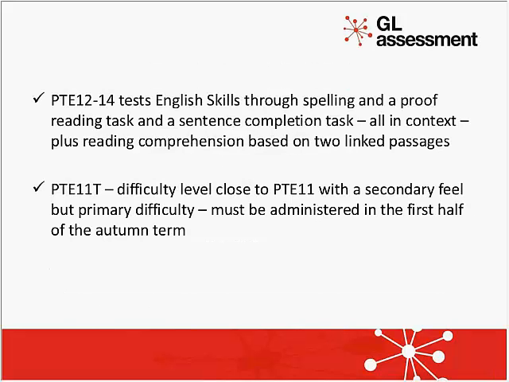Progress test English 12 to 14, here a slight difference: still English skills reported separately to reading comprehension, but the English skills are through spelling still, plus a proofreading task and sentence completion. All of these will be set in context, and the reading comprehension again is around the 2 passages, fact and fiction.